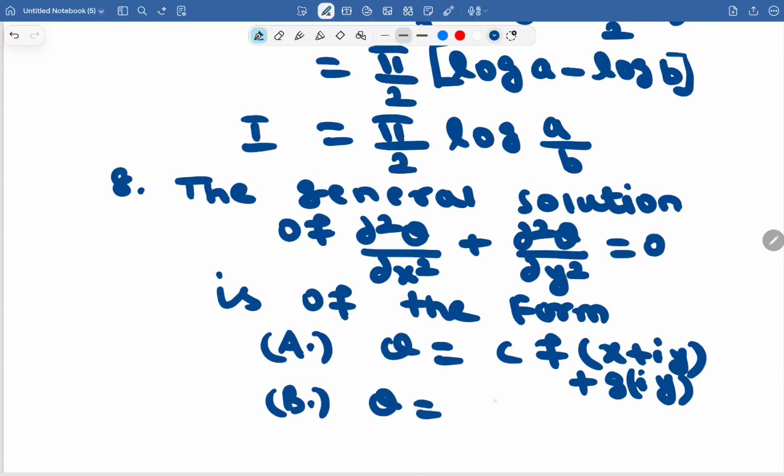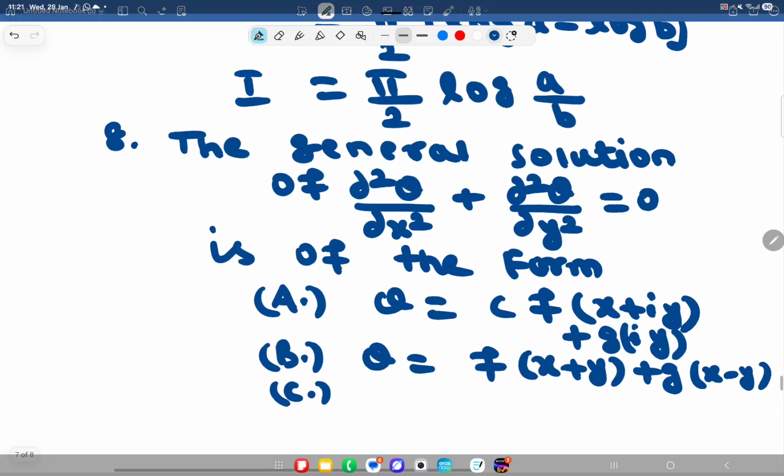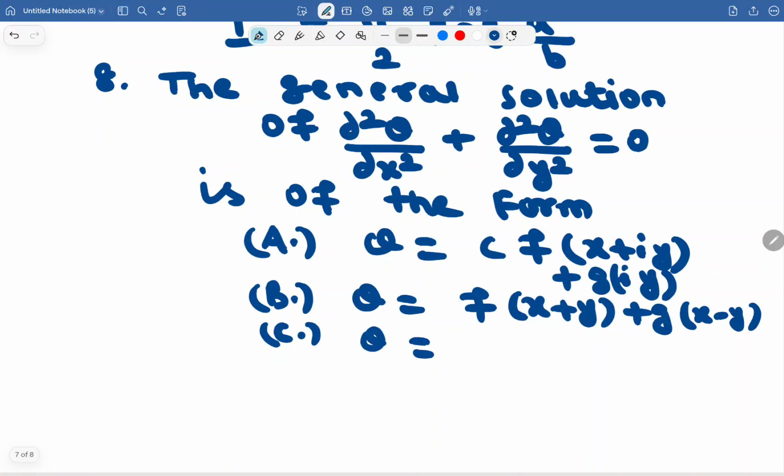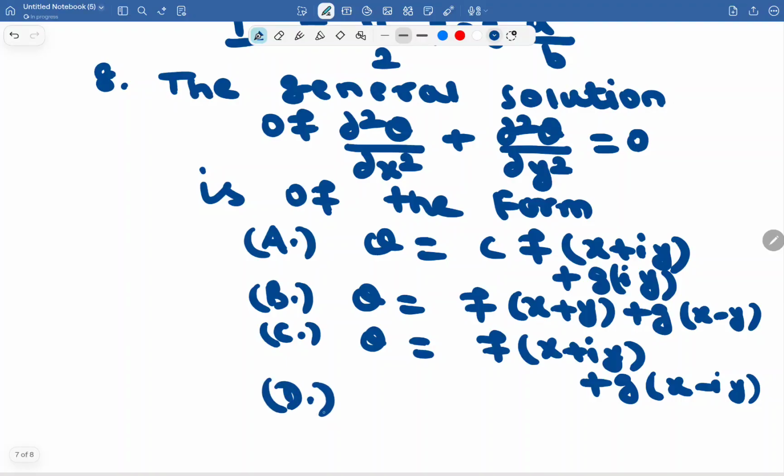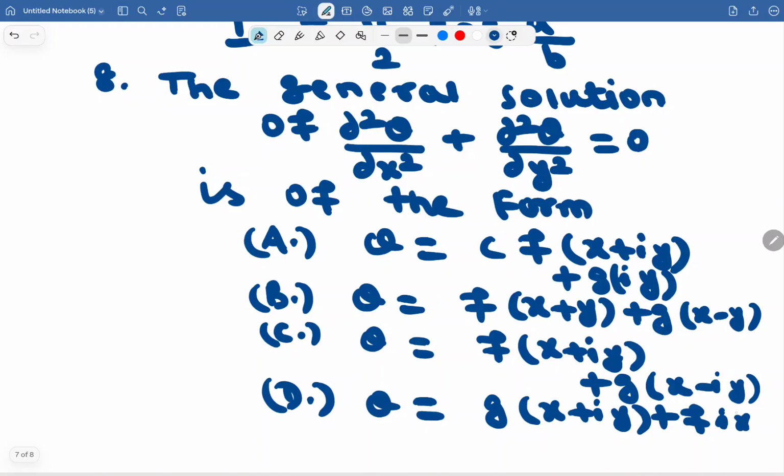option B, theta equal to f of x plus y plus g of x minus y, option C, theta equal to f of x plus iy plus g of x minus iy, option D, theta equal to g of x plus iy plus f of ix.